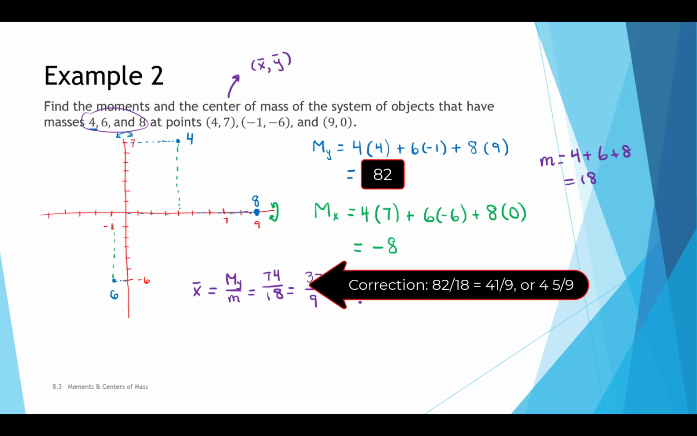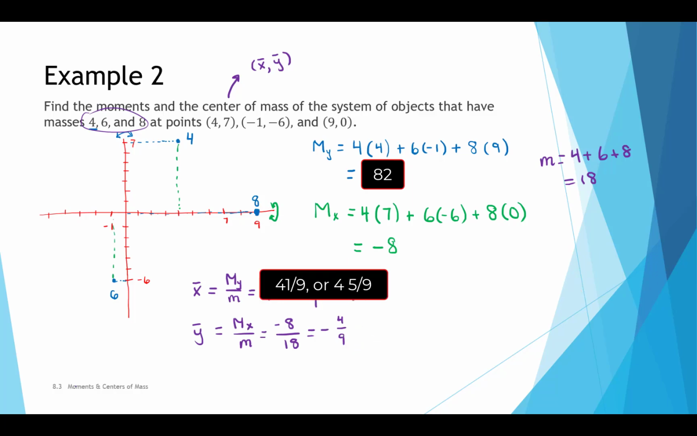So x bar is 74 divided by 18, which is 37/9, or just to make it easier to understand, 4 1/9. And y bar is the moment about the x-axis divided by the total mass, which is -8 divided by 18, or -4/9. So the center of mass is (37/9, -4/9).